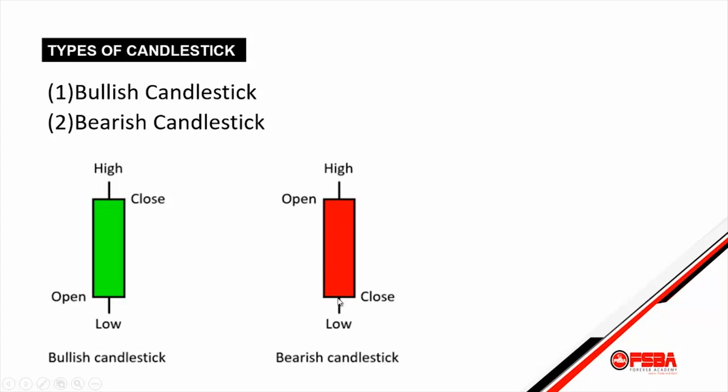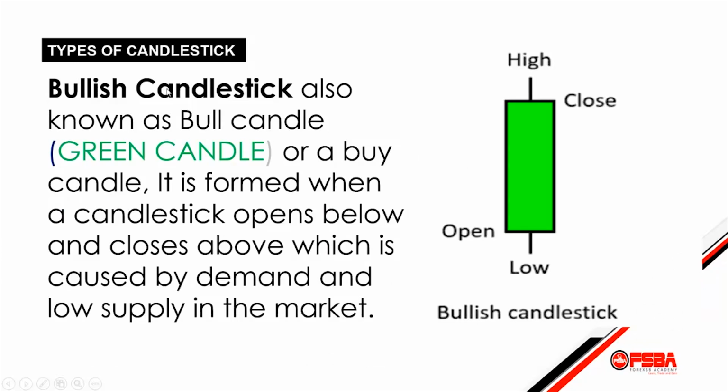So the price now went down to maybe $7, then it closes at $10 for that day. So this is a bullish candlestick, while this is a bearish candlestick. So types of candlestick: bullish candlestick, also known as bull candle, which is the green candle, or a buy candle. It is formed when a candlestick opens below and closes above, which is caused by high demand and low supply in the market. So there is high demand, a lot of people are buying around this level, they now push the market up to this level, but this was the high of that commodity for that day, and this is the low for that day. So this is a bullish candlestick.